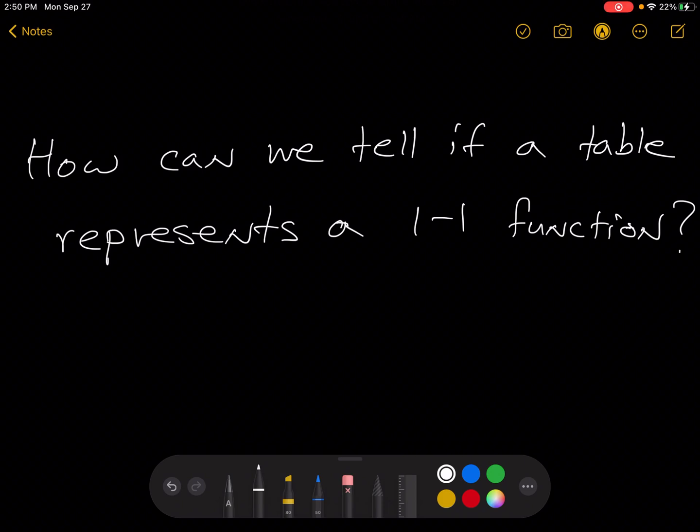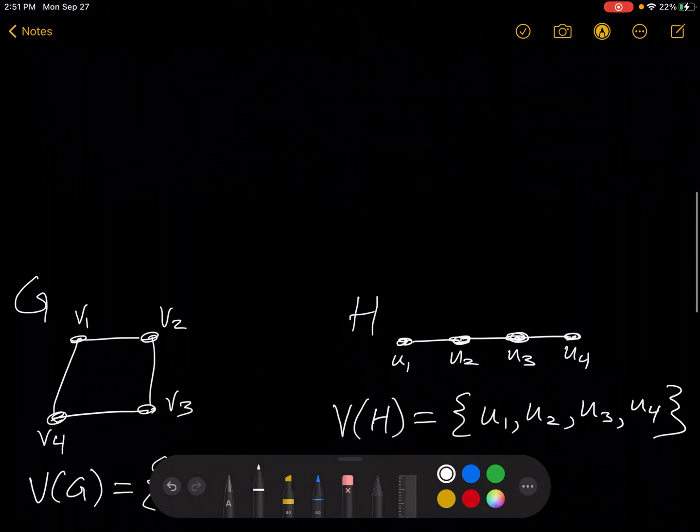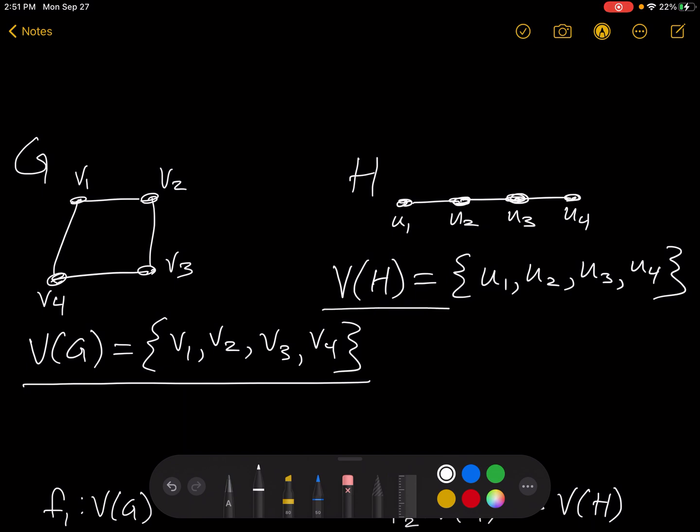In this one, I want to answer the question, how can we tell if a table represents a one-to-one function? And because this is leading up to graph isomorphism, it makes sense that our tables have information about graphs. And the two graphs we'll use, although it really doesn't matter, are these two here, G and H. The domain of our functions is the vertices of G. The target of our functions is the vertices of H.